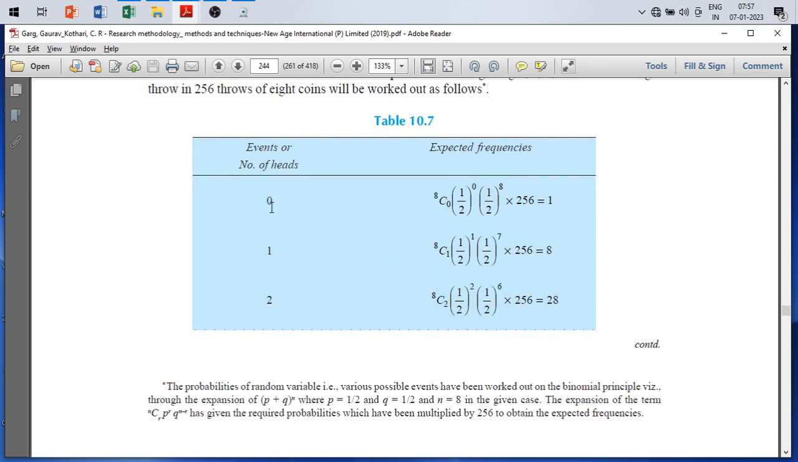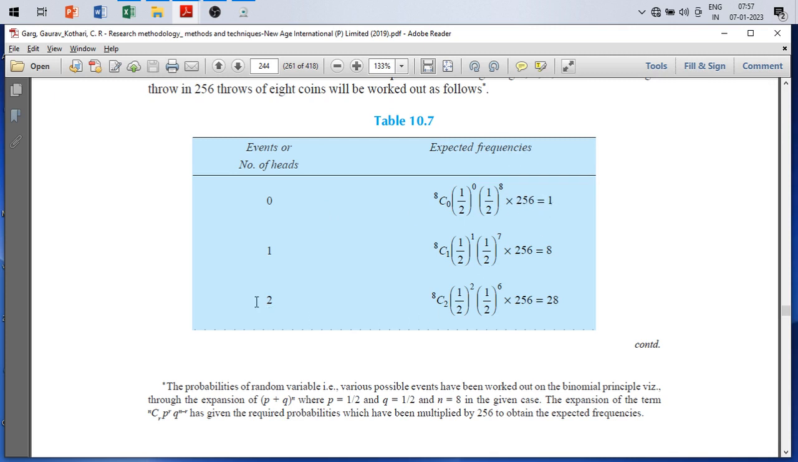So for 0 head, it will be 8C0 because each toss has 8 coins in it. So out of 8, all were 8C0. You will write it like this. Then the probability of head is half, and probability of tail is also half. So half to the power 0, half to the power 8. And because we want expected frequencies, we will multiply it by the number of experiments we did. So there were 256 experiments. So this gives us the expected frequency for 0 head.